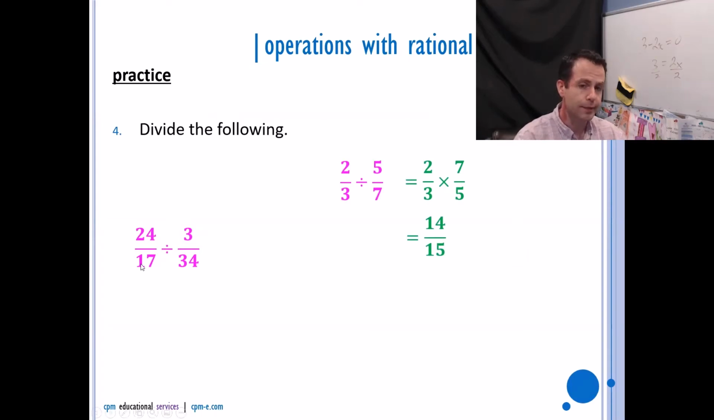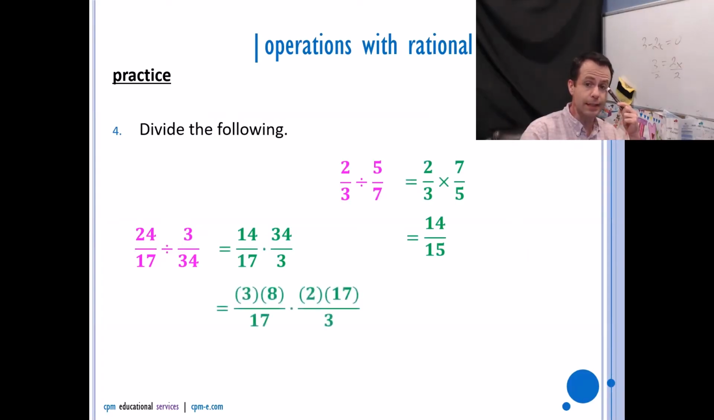The 24/17 divided by 3/34. Again, we're going to flip it. So that's 24/17 times 34/3. Again, I'm going to write this in more of a factored form so I can see the factors a little bit better. Sorry, that's a typo here where you see that 14. That should be 24. Okay. Just a little typo there.